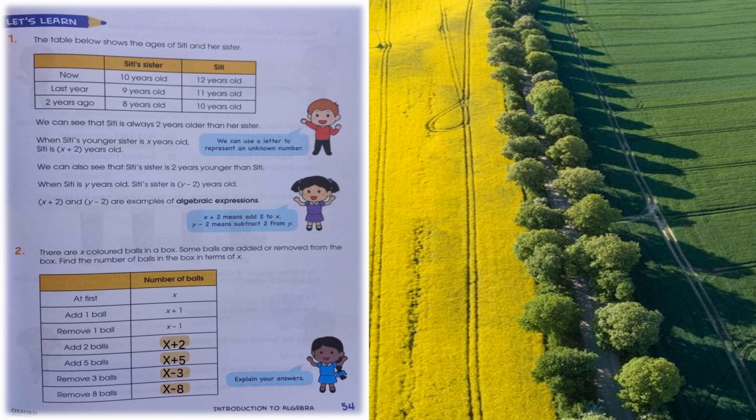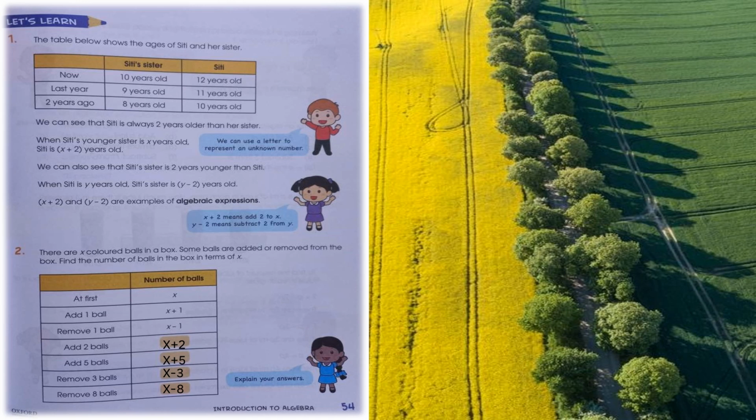In question number 2, there are x colored balls in a box. Some balls are added or removed from the box. Find the number of balls in the box in terms of x. At first, there were x number of balls. If one ball is added, then it will become x plus 1. Now, remove one ball, so it will become x minus 1.